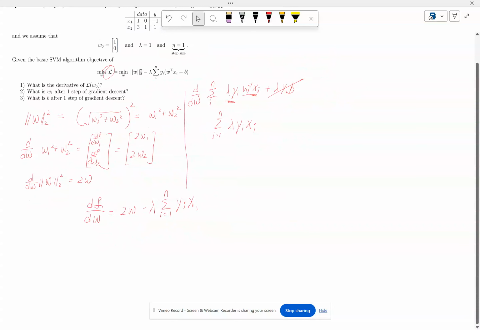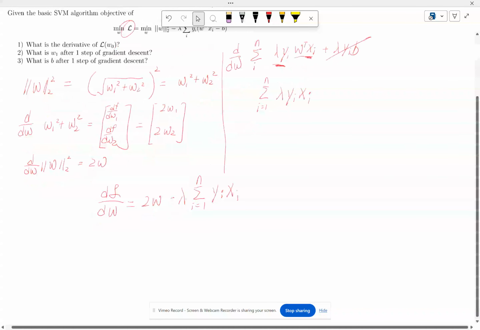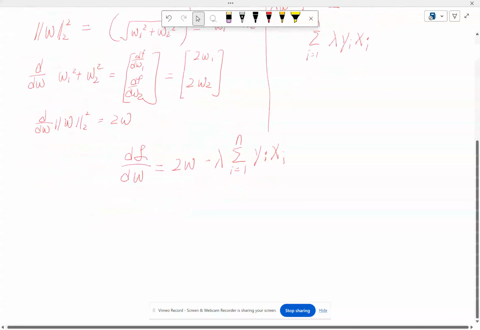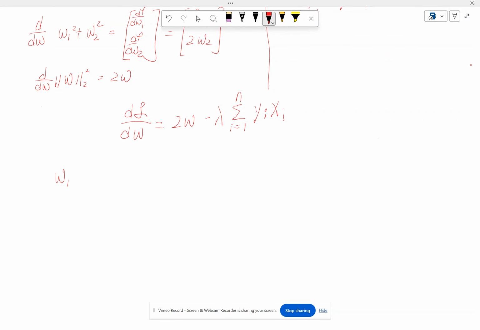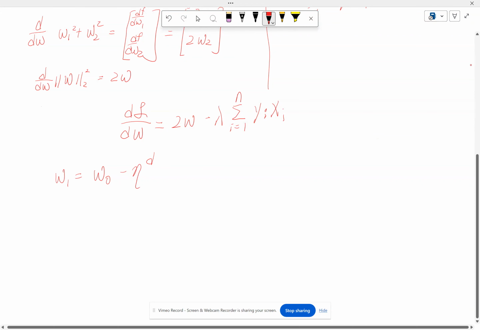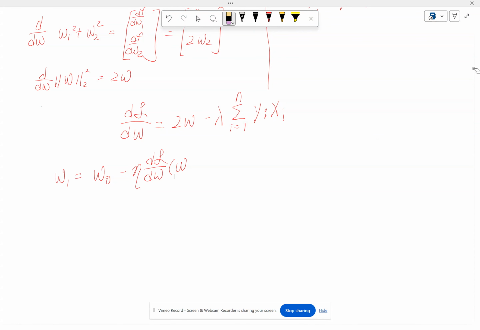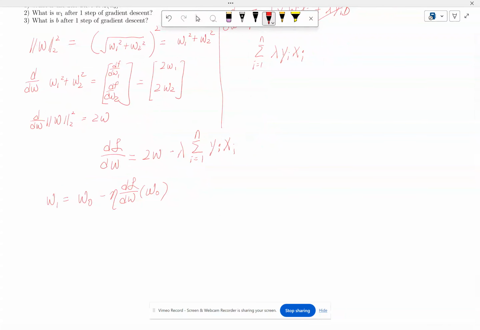Once we have the derivative, what do we do? Well, we want to run one step of gradient descent. Gradient descent is: you start with w1 equal to w0 minus eta times dL dw evaluated at w0. There we go. So this is how you do it. Now we have the equation for dL dw.